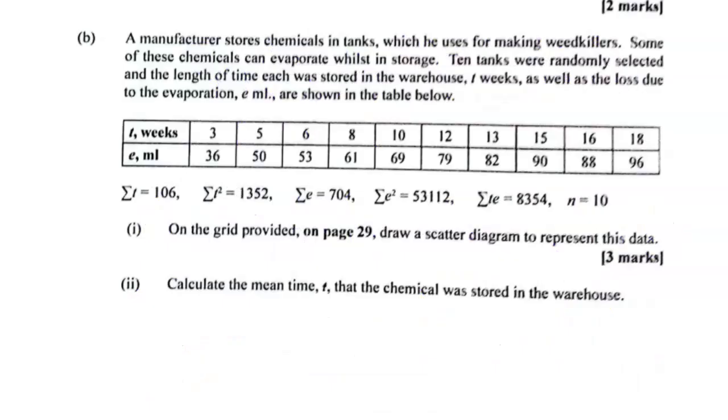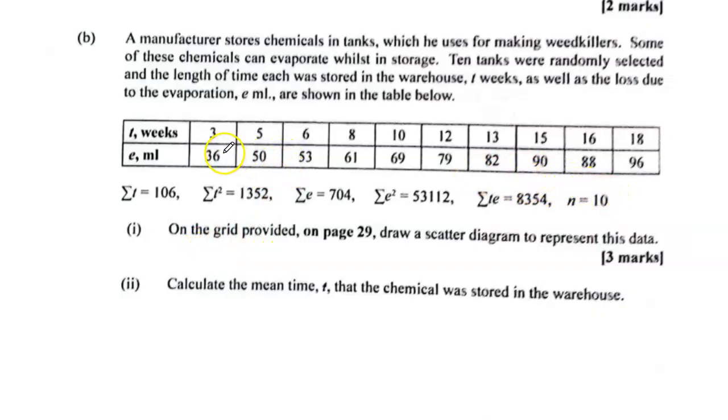Let's move on. A manufacturer stores chemicals in tanks, which he uses for making weed killers. Some of these chemicals can evaporate whilst in storage. 10 tanks were randomly selected on the length of time each was stored in the warehouse. T represents weeks, and loss due to evaporation represents E. These are shown in our table. So we're given the summations, and we're asked to do a scatter plot to represent the data.